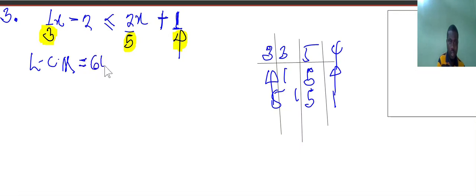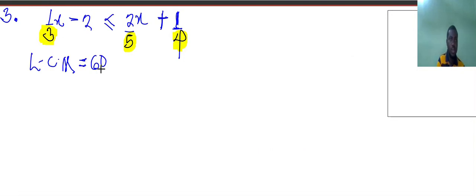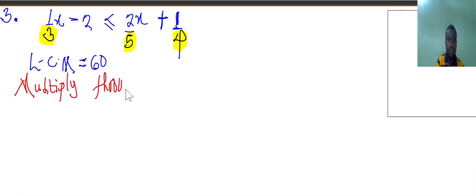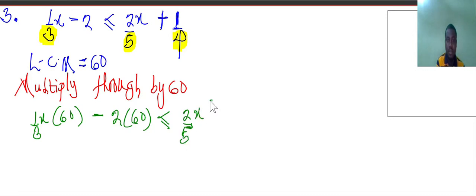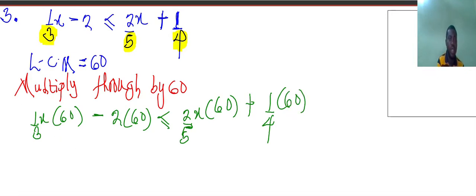So in order to clear the fraction, we'll multiply each of the terms by the LCM, which is 60. So let's multiply through by 60, a positive number that doesn't change the inequality sign. Multiply through by 60. So multiplying through by 60, what do we have? We have the first one, 1 over 3 of x, multiply 60. The second term, 2, multiply 60, less than or equals to 2 over 5 of x, multiply 60, plus 1 over 4, multiply 60. By doing this way, the fraction will be cleared.